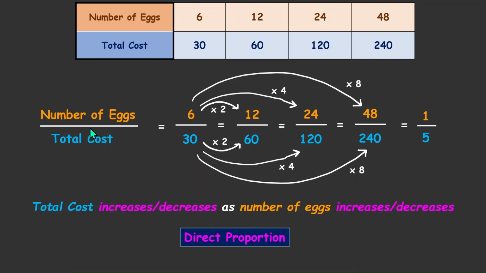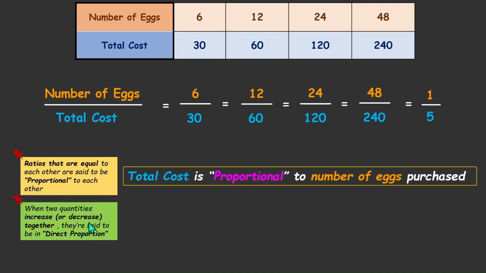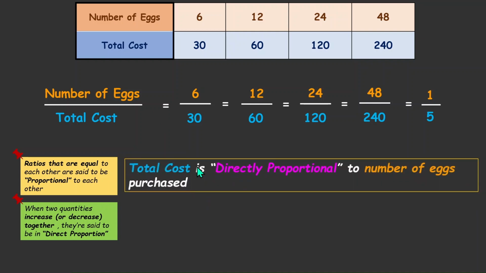The marker here is that whenever both of these increase or decrease together, we say that type of proportion is a direct proportion. So if we go back, we see that this is our definition for ratios being proportional, but we got a new definition, which says that when two quantities increase or decrease together, they're said to be in direct proportion. So we can slightly change our wording and say that it's not just proportional, but it is directly proportional. The total cost is directly proportional to the number of eggs purchased.